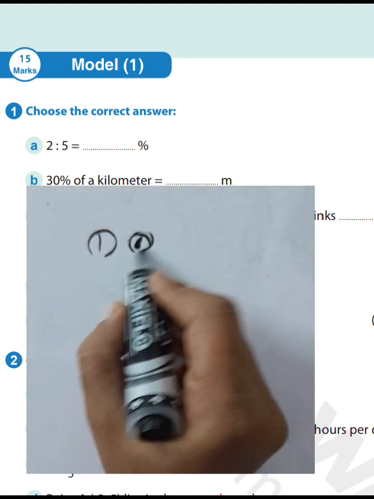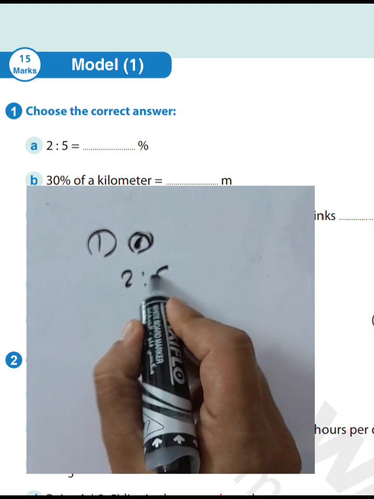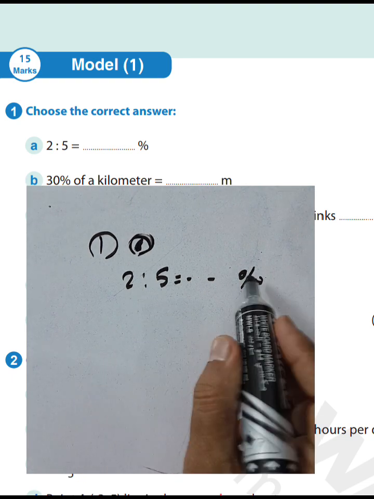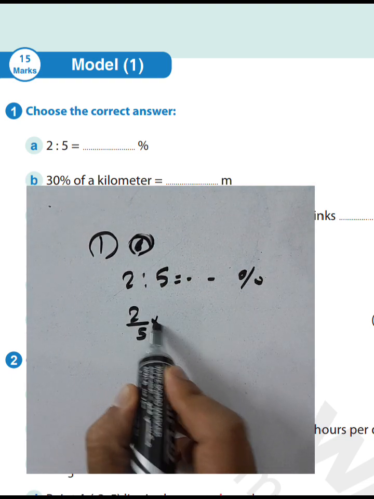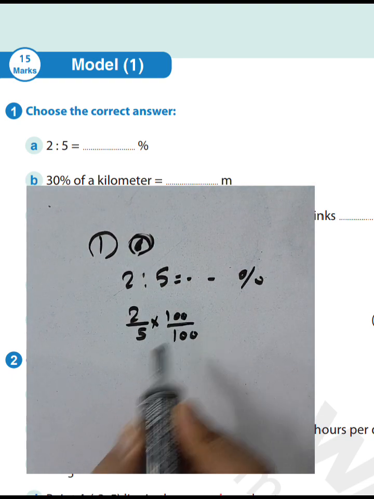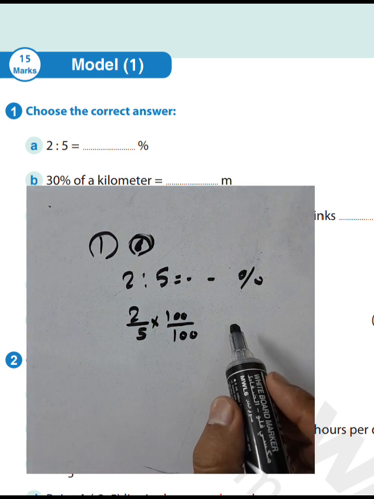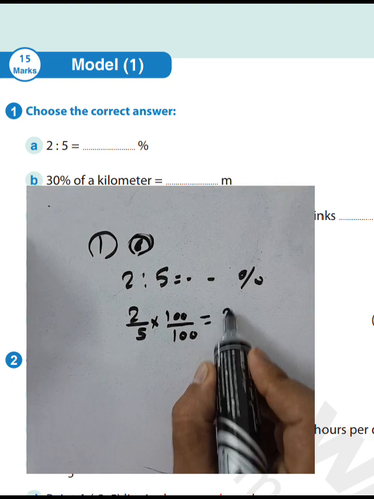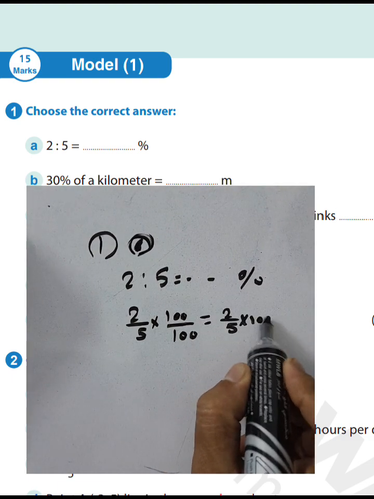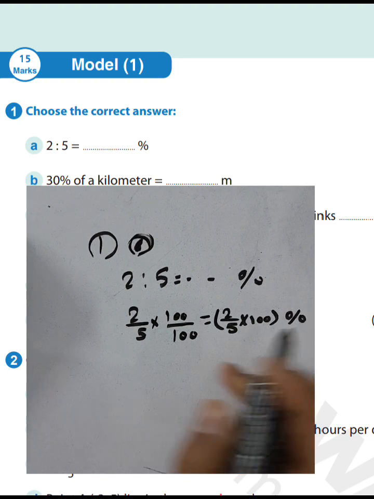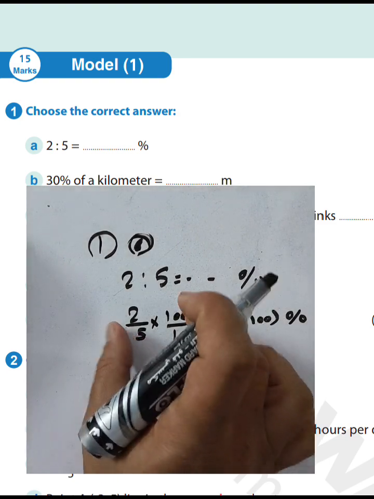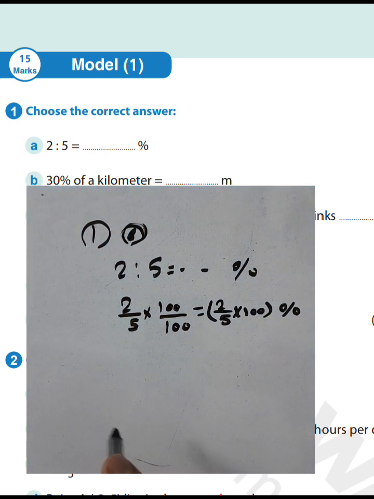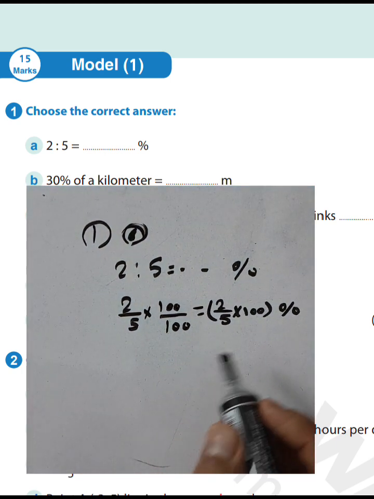Letter A. 2/5 equals space percent. We must convert from this fraction to percent by multiplying by 100 and dividing by 100. Convert to percent because the percent is the ratio. Second term is 100. Then we can write 2 over 5 times 100 all percent divided by 100. It means this fraction times 100 percent. And then you can simplify this fraction.